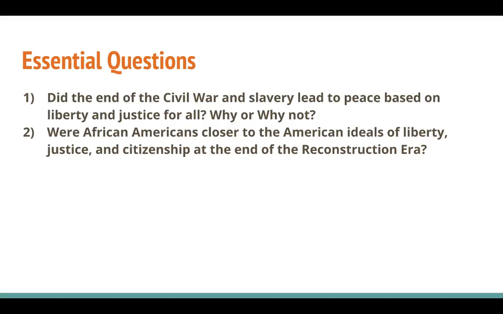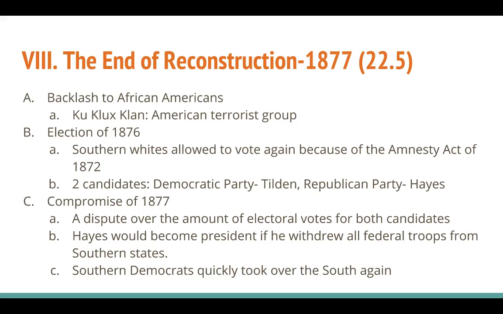Now, we just got finished learning about congressional reconstruction and the fact that one-fifth of Congress was made up of African Americans, which was absolutely awesome and significant and important. But now let's talk about the end of Reconstruction. It officially ended in 1877. And again, you can refer to section 22.5 in your textbook.